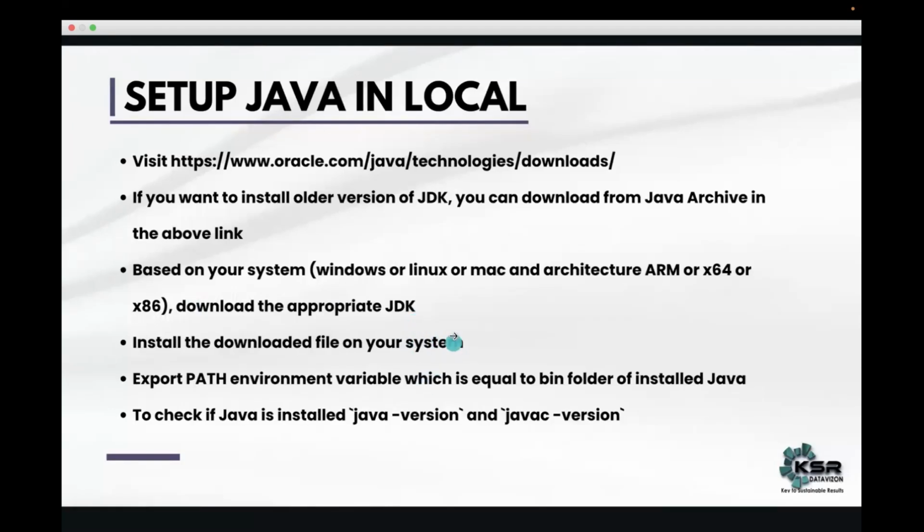While you're installing, you will see the path in which the JDK is getting installed. You will have to export a PATH environment variable, and there is one more environment variable, JAVA_HOME. You will have to export that, which is equal to the bin folder of the installed Java. I will show this path, don't worry. Once Java is installed, go to your terminal and type java -version, and you will see the info, or javac -version, to check if your compiler is also installed or not.